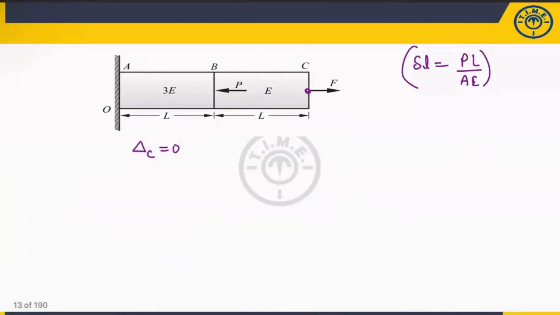Deflection at C being 0 means the deflection of BC member plus the deformation of AB is equal to 0. What is the deformation or elongation formula? PL by AE. The load acting on this section and this section is different, but the length is the same. Yes. Area is the same. Yes.